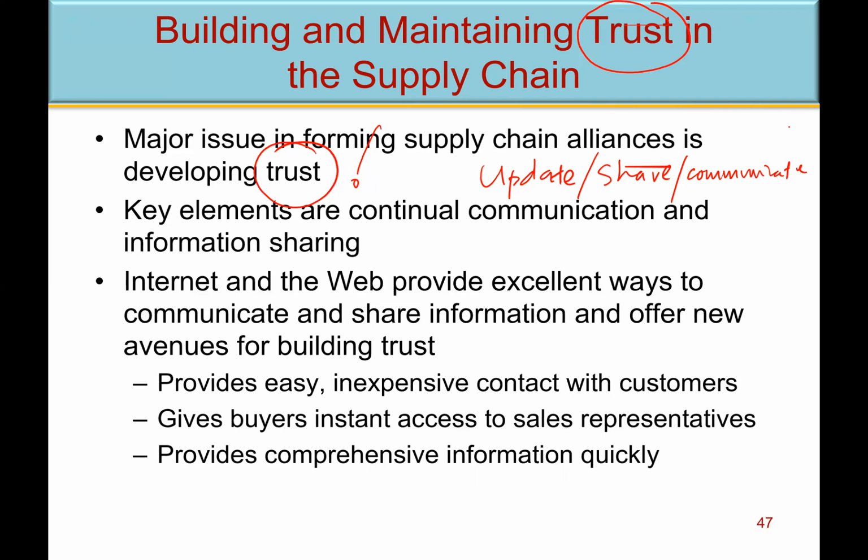They provide easy, inexpensive contact with customers, always contact customers, and give buyers instant access to the sales representative. Easier, instant access, and also comprehensive information provided quickly.